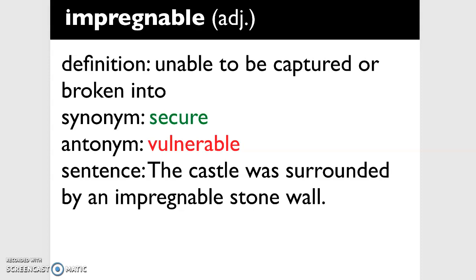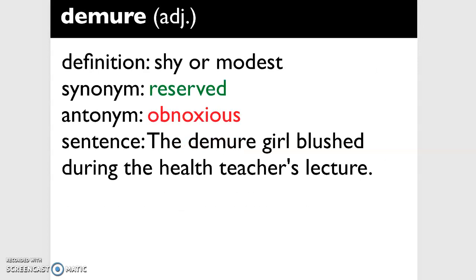And the sentence would be, a castle was surrounded by an impregnable stone wall. So you can see that the stone wall in this example, they can't get through it, they can't break into it, and so it is impregnable. All right, we have our last word today. This is demure. So let's say that together.